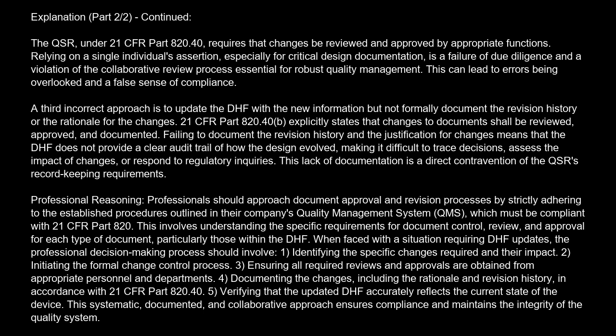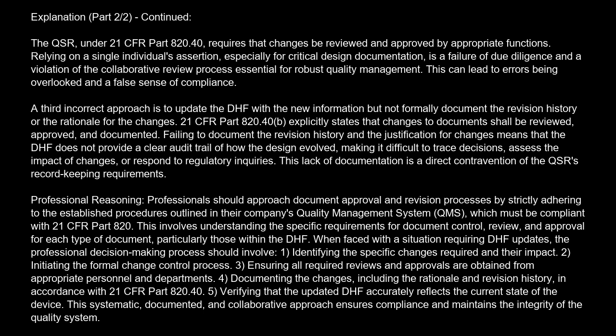A third incorrect approach is to update the DHF with the new information, but not formally document the revision history or the rationale for the changes. 21 CFR Part 820.40(b) explicitly states that changes to documents shall be reviewed, approved, and documented. Failing to document the revision history and the justification for changes means that the DHF does not provide a clear audit trail of how the design evolved, making it difficult to trace decisions, assess the impact of changes, or respond to regulatory inquiries. This lack of documentation is a direct contravention of the QSR's record-keeping requirements.